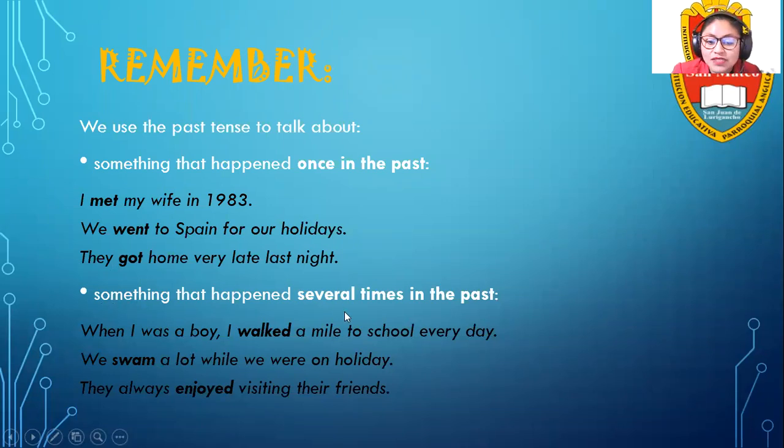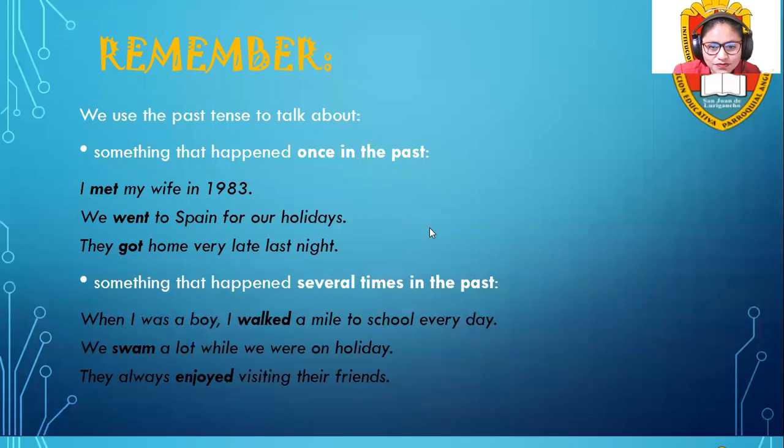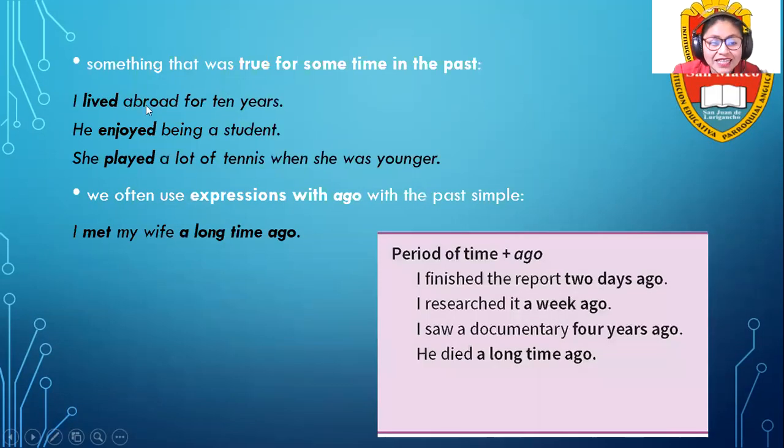Something that happened several times in the past. When I was a boy, I walked a mile to school every day. We swam a lot while we were on holiday. They always enjoy visiting their friends. Something that was true for some time in the past. I lived abroad for 10 years. He enjoyed being a student. He played a lot of tennis when she was younger.